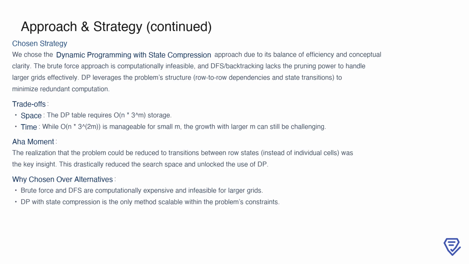The key insight, or aha moment, was recognizing that the problem could be reduced to state transitions between rows instead of focusing on individual cells. This drastically reduced the search space, making DP with state compression the most practical and scalable solution given the constraints. By leveraging these insights, we ensure an optimal balance between performance and feasibility for solving this problem.